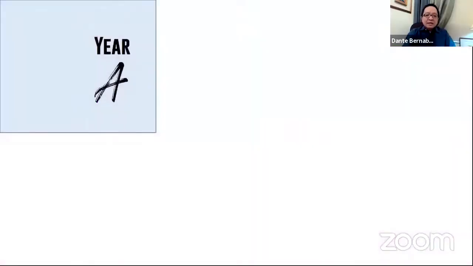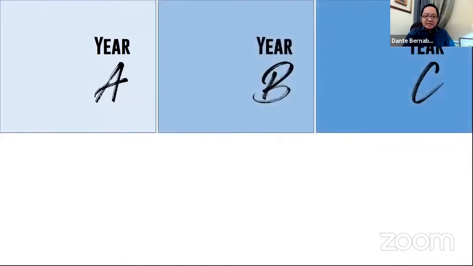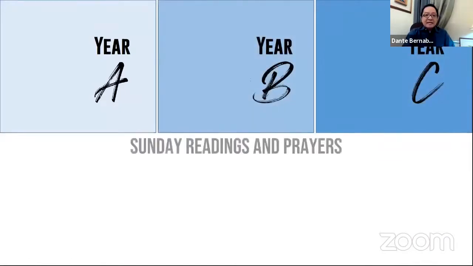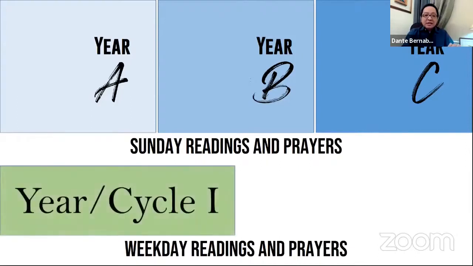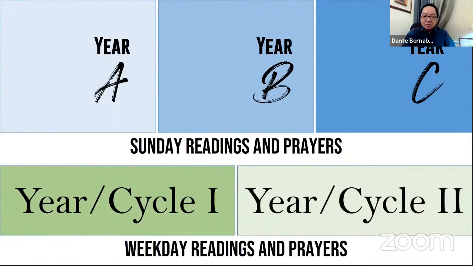Okay. So our liturgical calendar can be year A, B, or C. So this has an effect to our Sunday readings. Now, for weekday readings and prayers, it would depend on whether we are on year 1 or cycle 1 or year 2 or cycle 2. So that will not be confused with year ABC and 1 and 2. Let's call 1 and 2 the cycle. So cycle 1, cycle 2.